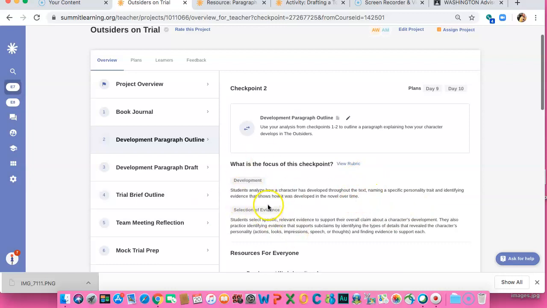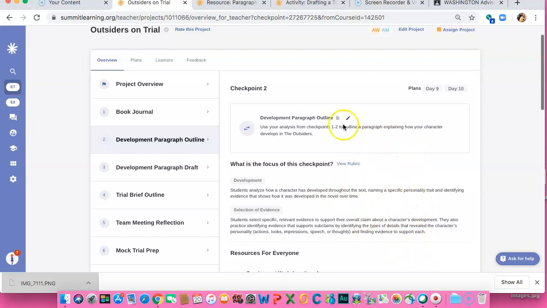Your second thing that we're looking for is your selection of evidence. You know what evidence is, man. We got to be able to support our claim about the character's development. So that's you pulling some details from parts of the story that you remember. That's us backing up how the character looks, what kind of impressions they had, how they talk, what do they think about, what were some of their actions in the movie, or book in this case, because we watched the movie. But finding evidence, of course, to support our claim, that's what's important.